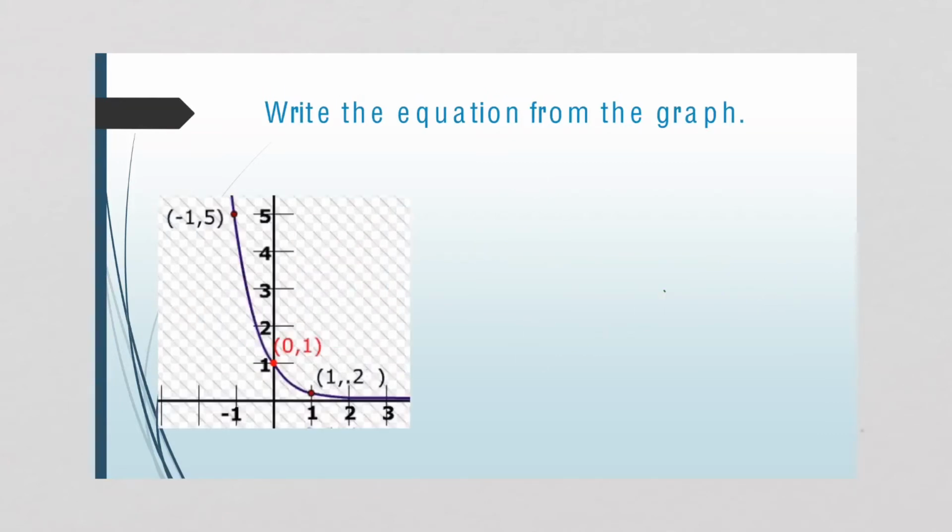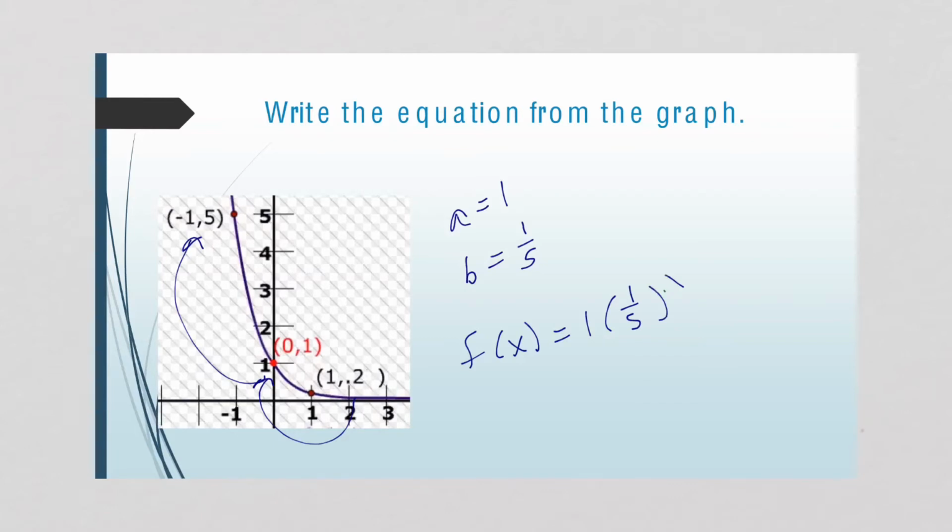Let's try another one. Write the equation from the graph. Once again, I'm doing the same thing. I'm going from 0.2 backwards, so I see A is 1. So 0.2 divided by 1, and then 1 divided by 5, and I find my B to be 1/5. So f of x equals 1 times 1/5 to the x, or simply 1/5 to the x, because A is 1.